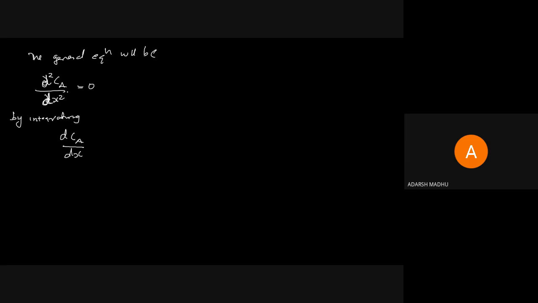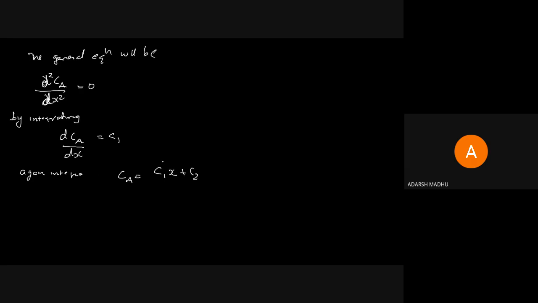By integrating we will get dCA by dx equal to C1, a constant. And by integrating again, we will get CA equal to C1x plus C2. Right? Integrating C1 with respect to x, C1x will be the value. Integrating again gives C1x square plus C2x plus C3.